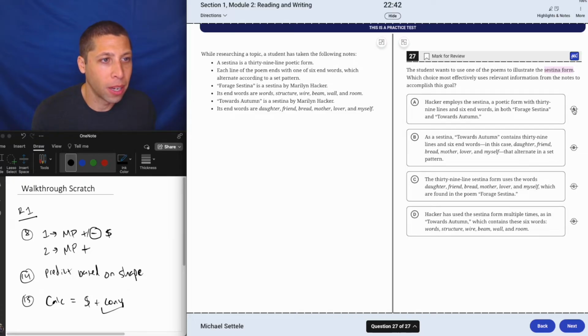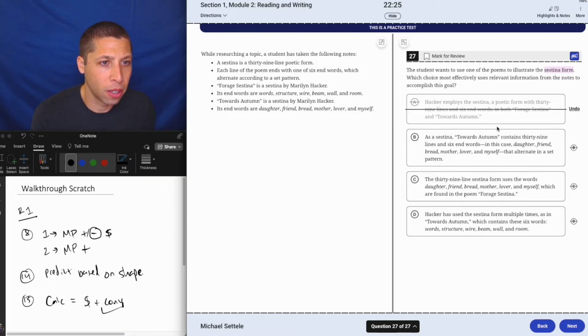I don't think it's this one. One of the poems to illustrate the sestina form. Okay, 39, each line of the poem ends with one of 6 N-words, which alternate according to a set pattern. This is N-words, okay. Okay, they're both them.